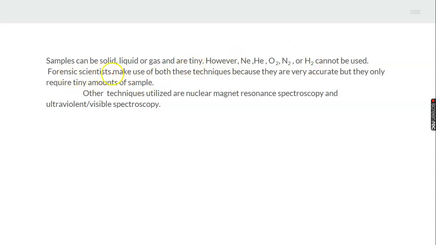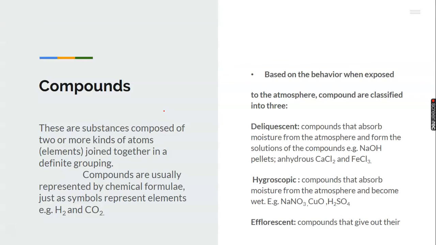So forensic scientists make use of both of these techniques because they are very accurate but only require tiny amounts of sample. So other techniques that you can use are what? Nuclear magnetic resonance spectroscopy, and you can as well use ultraviolet visible spectroscopy.